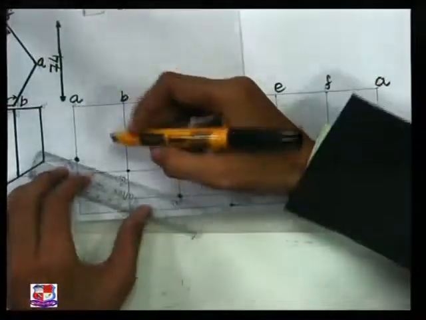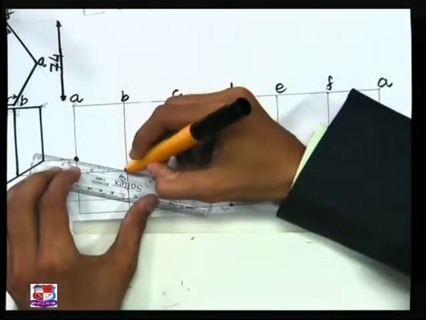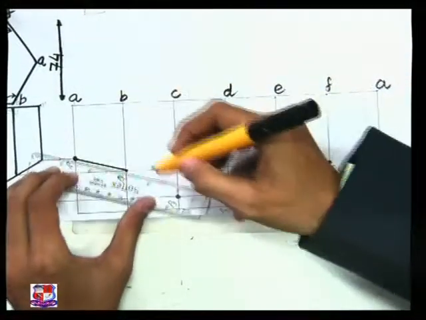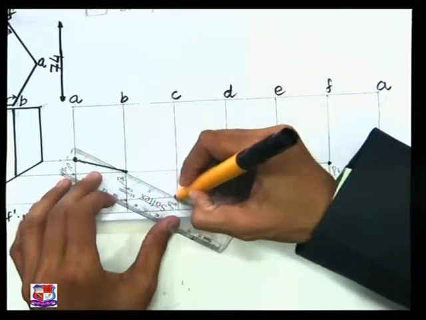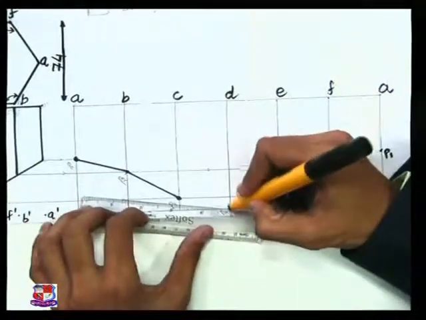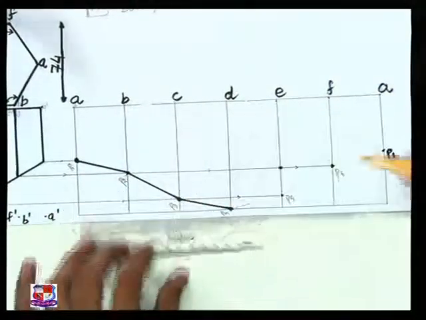Now join all these points with a straight line. Here the prism is given and all the cutting planes are straight lines. Hence we have to join all these points with straight lines only.